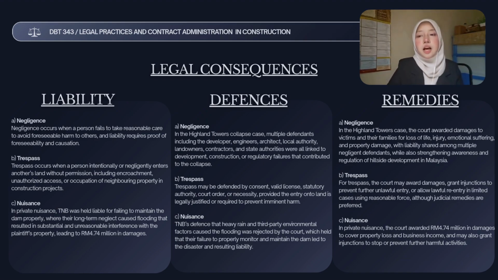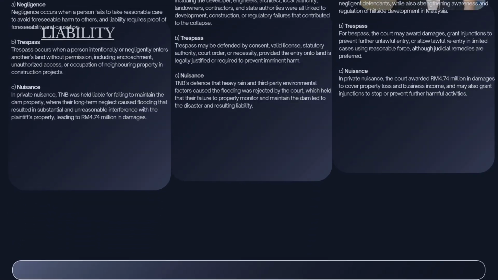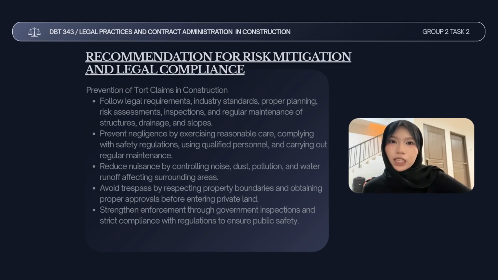Finally, for the remedies, the main remedy in negligence is damages or financial compensation, as seen in the Highland Tower case. In trespass, the court may award damages or grant an injunction to prevent future trespass. In nuisance, the court may also award damages and issue an injunction to stop the activities causing the nuisance. Overall, tort law ensures that the victim receives compensation while those responsible are held accountable. Next, the recommendations for risk mitigation and legal compliance.